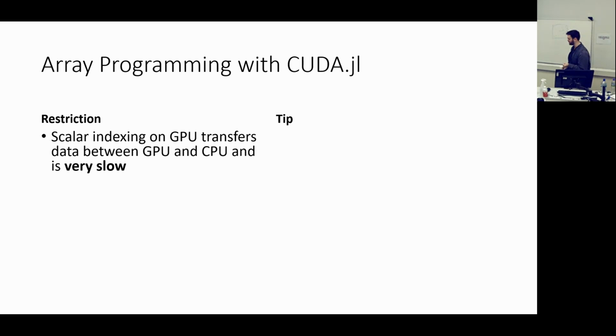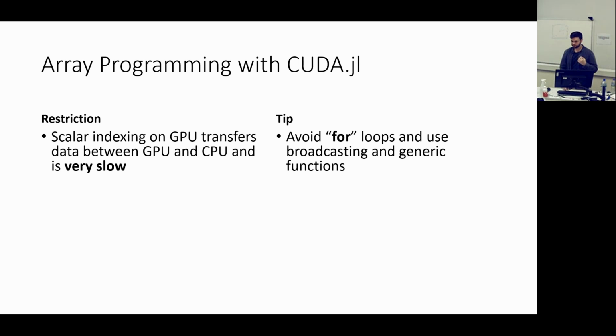The big one is scalar indexing is very slow. You don't want to be transferring data between the CPU and the GPU for each element of your array. If you need to do it in some way, it's better to do what you suggested and copy the array back to the CPU and then do all the processing there.